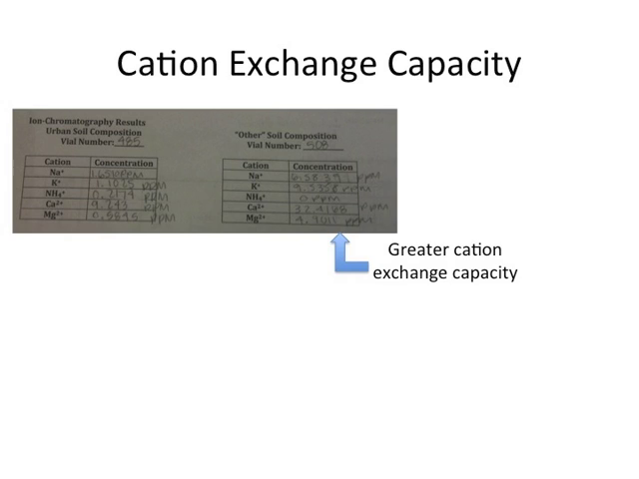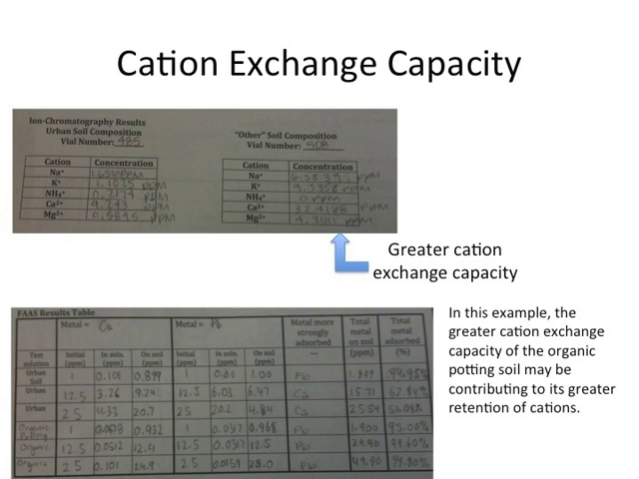Your IC data provides information on the cation exchange capacity for your soils. Here, the cation exchange capacity is much greater for the other sample because it had far more cations that were extracted in the IC analysis. It is possible that the greater cation exchange capacity is a contributing factor leading to greater retention by the organic potting soils for this research group.